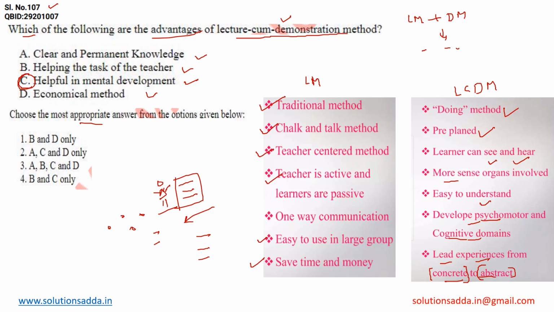By observing this, we may conclude that yes, it will give clear and permanent knowledge to the student. It helps in the task of the teacher. It is also helpful in the mental development of the students, and it is an economical method as well. So the correct option for this question will be A, B, C, D. All the options are correct.